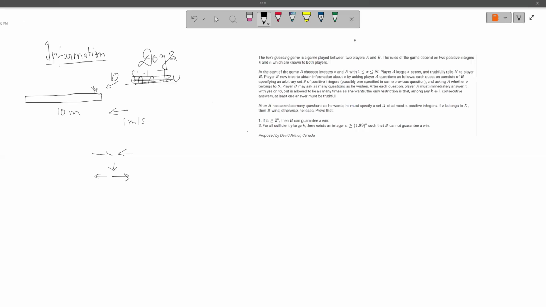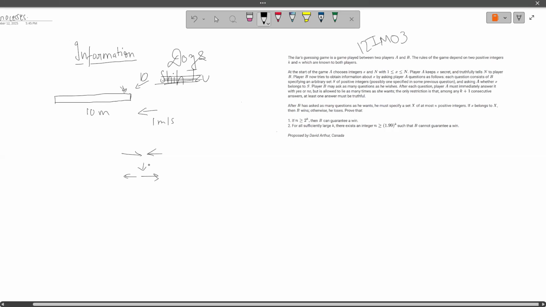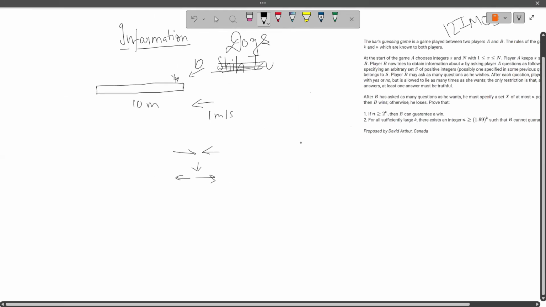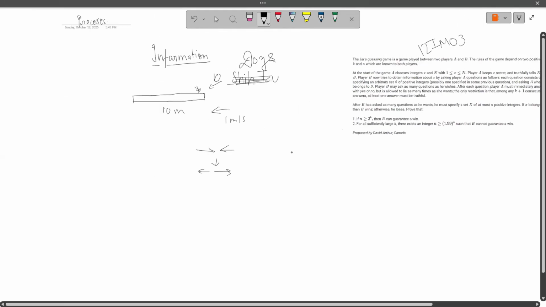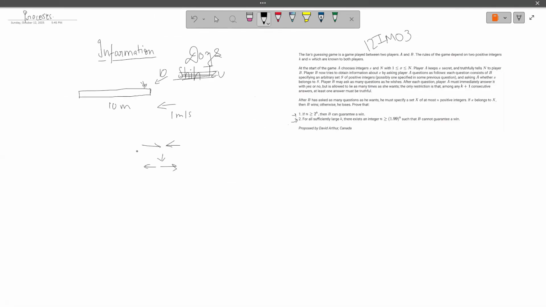Oh yes, by the way, the source of this problem is 2012 IMO P3. It's a nice problem. I think part A is nice. Part B is unnecessarily hard. Oh yeah, part A is good. Part B is hard, I agree.